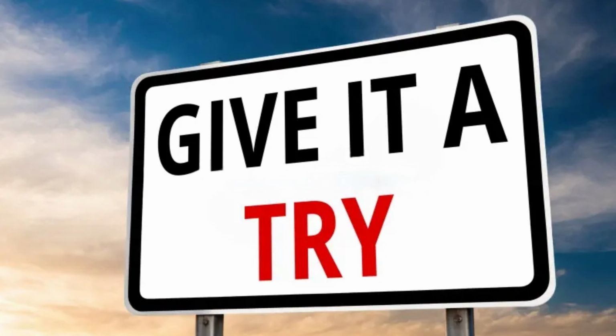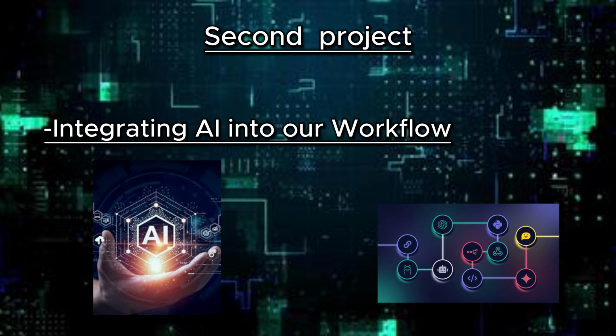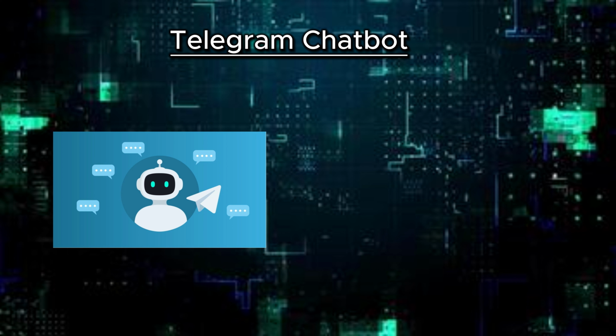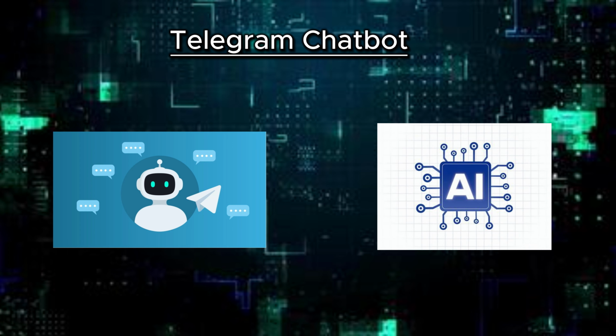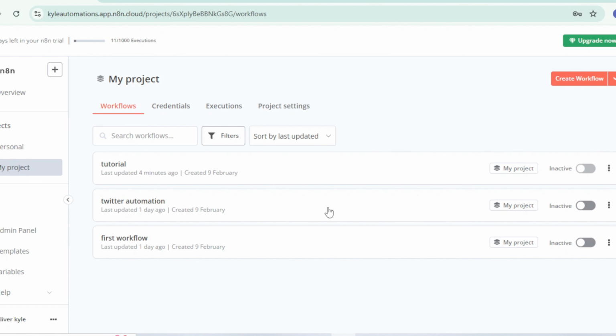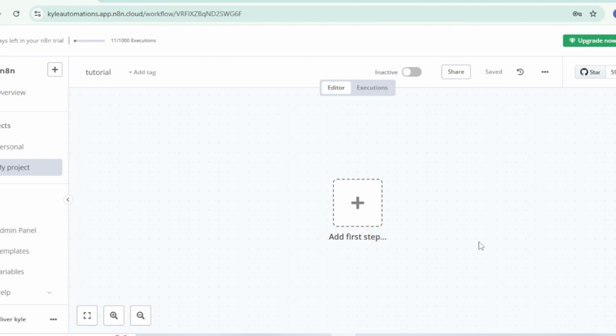Give it a try. All right, our next project is all about integrating AI into our workflow. This time, we're building a Telegram chatbot that can automate responses, provide information, and even interact intelligently using AI. Now let's start setting up our Telegram chatbot. First, open your workflow in n8n.